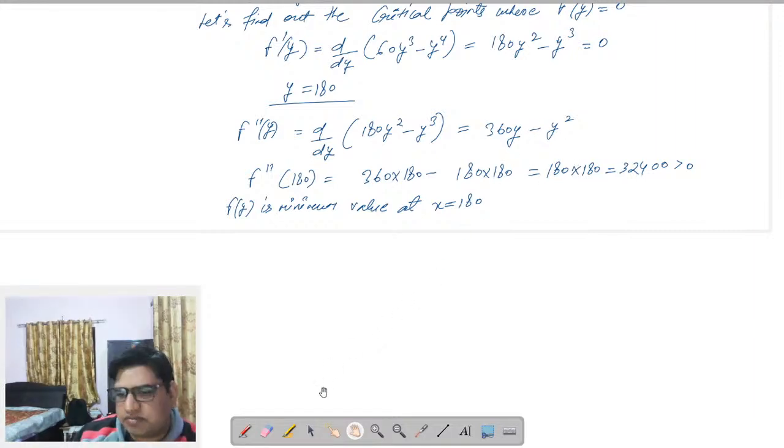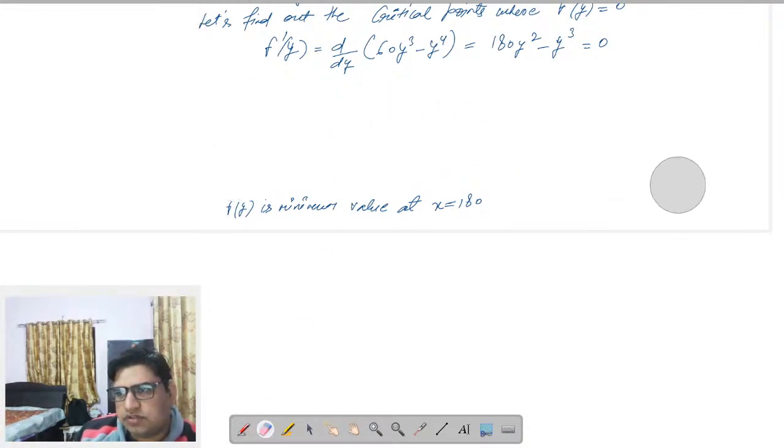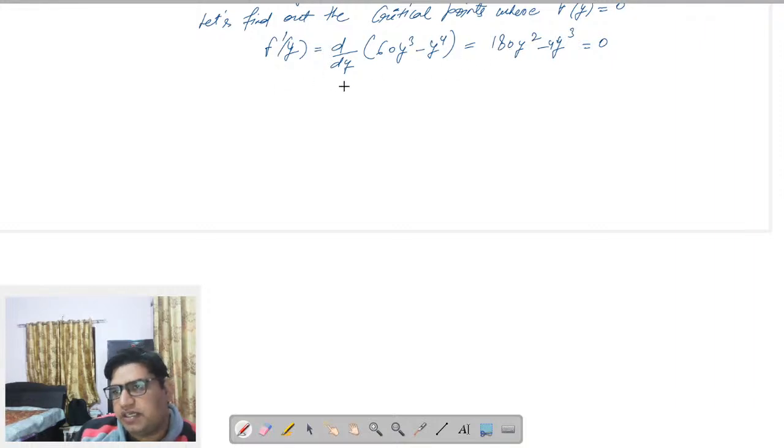So guys, we made some very critical mistakes here. Let's try to solve it further. The term is 4y cube, so 180y square minus 4y cube equals 0, which gives 4y cube equal to 180y square, and so y will be equal to 45. Now let's try to find out the value of the function.